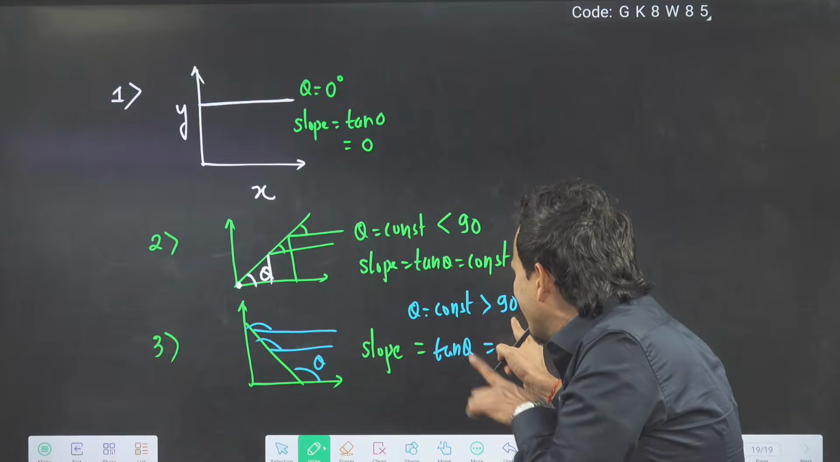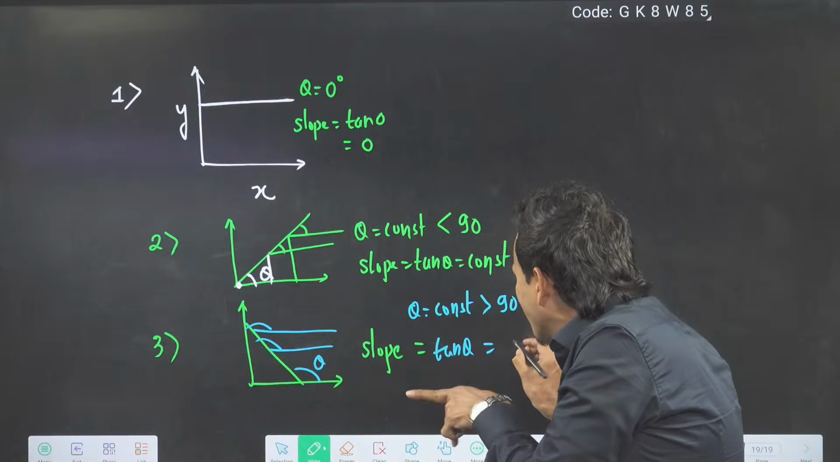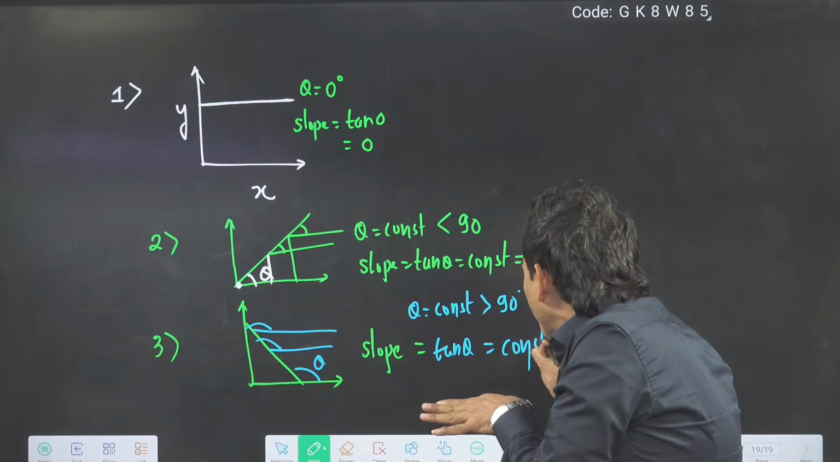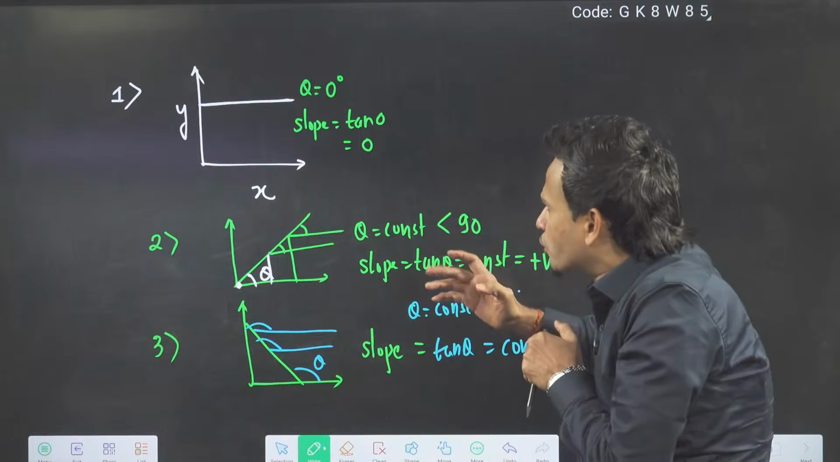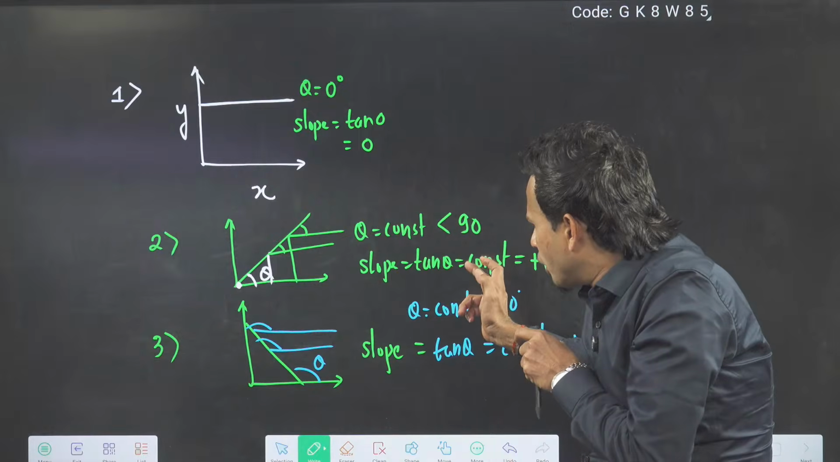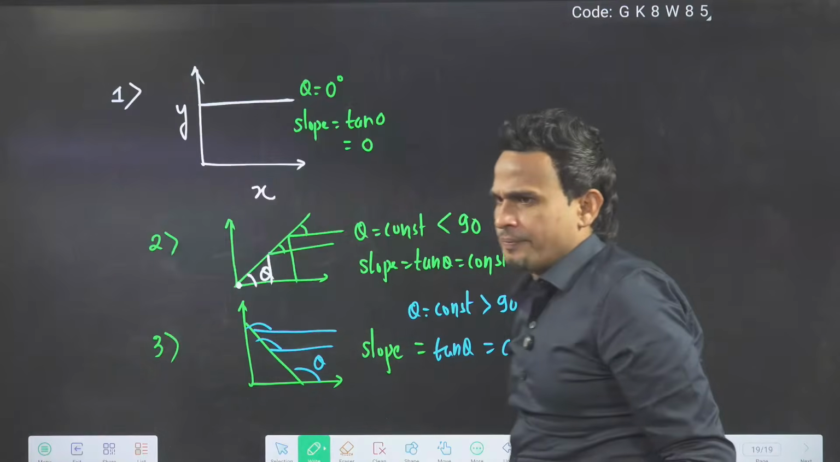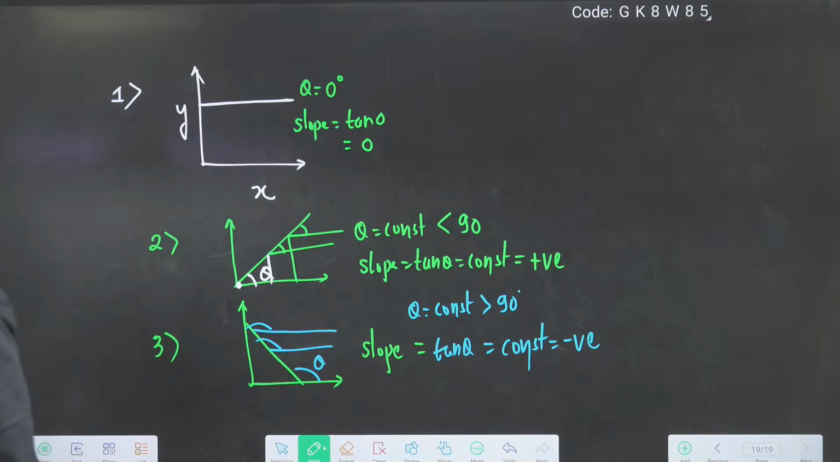But theta more than 90 degrees means second quadrant. In the second quadrant, tan will be negative. So you'll get a constant slope, and that constant slope will be negative. These are three constant slopes: 0, constant positive, constant negative. Is it okay?